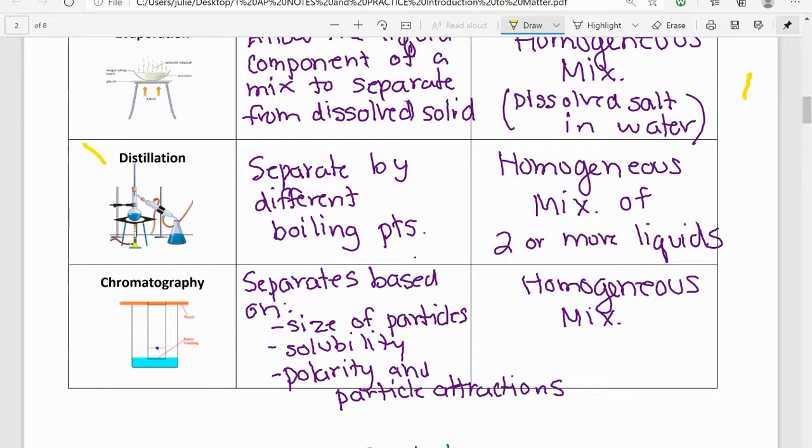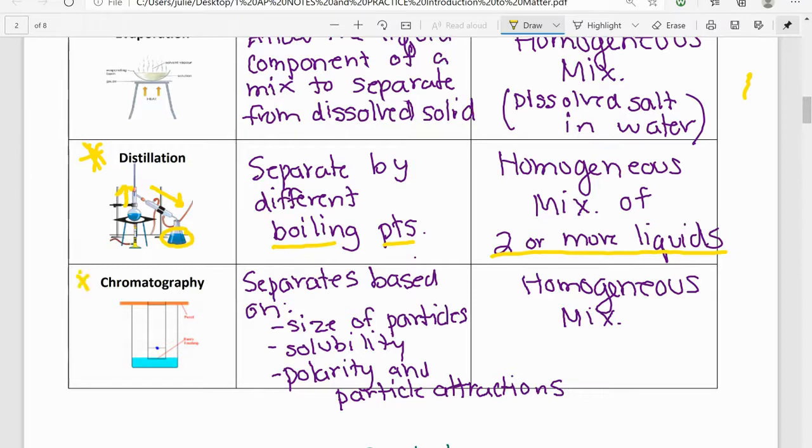The top one up here is distillation. This is using a technique to separate by different boiling points. So usually we would think of using this, say for two or more liquids that were mixed together. We would heat it up. The one with the lower boiling point would boil out of the mixture first. So it would boil out first, and then it goes down this tube, it gets condensed, and then it gets collected over in this other flask. Then you're left with the one that has the higher boiling point. And we'll come back to that again later this year.